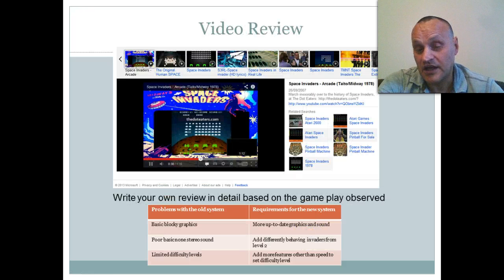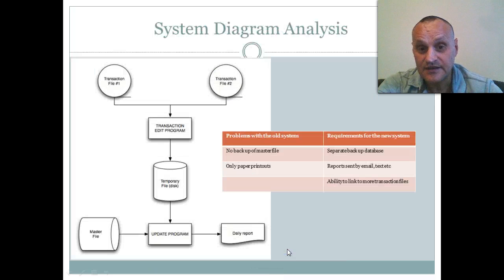Again, you could do a review of a video game that's playing on YouTube. You can write a bit about it and then again list the problems and requirements for that. Diagrams are also very useful. This is a systems diagram, basically showing you how a database interacts with a particular system or a number of databases, and then you can list the problems and requirements of the existing system.